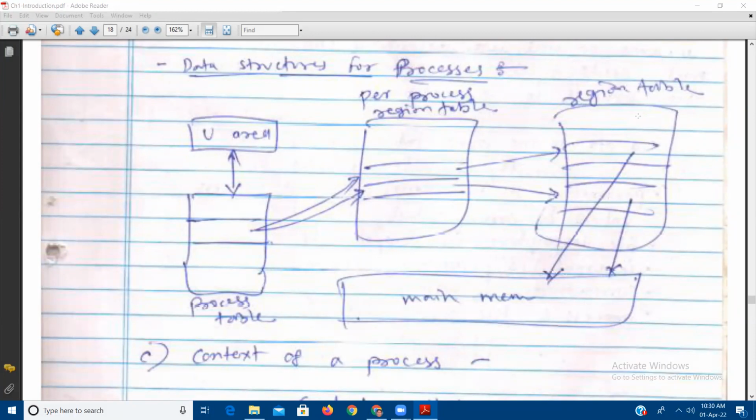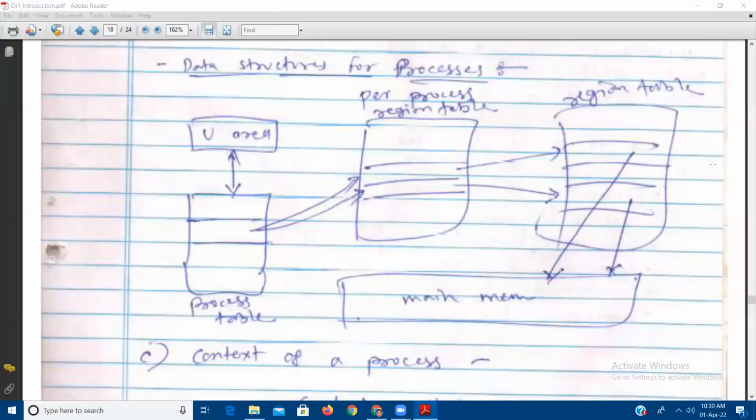So over here we are discussing the virtual memory concept. That's why all the region addresses are treated as virtual addresses, and these virtual addresses are mapped onto the physical addresses which are related to the main memory, right? So these are the kernel's data structures for processes.